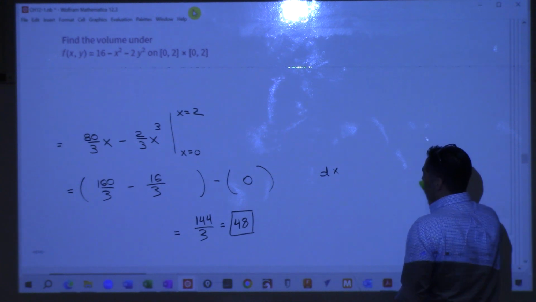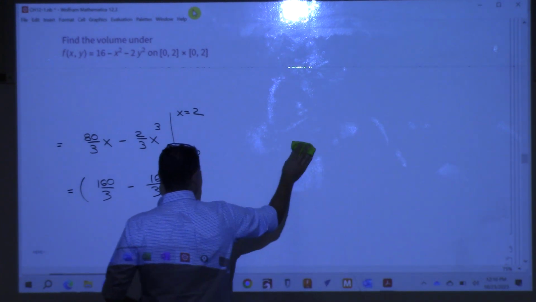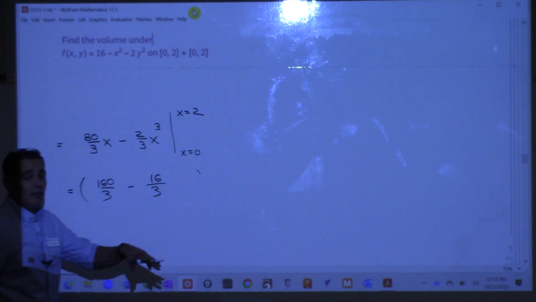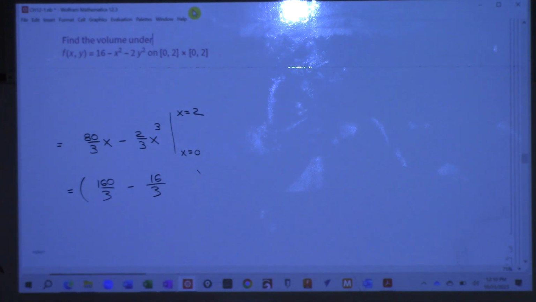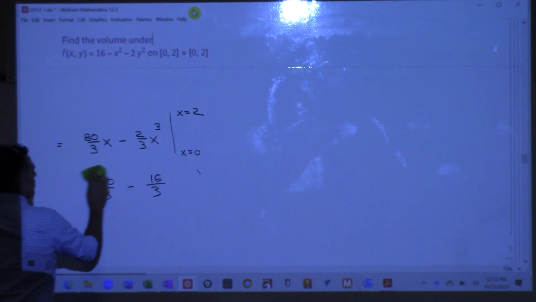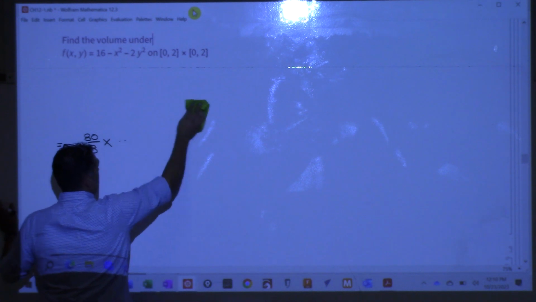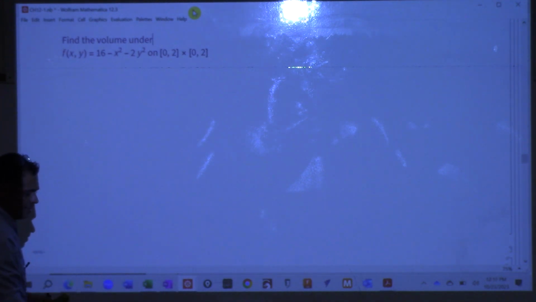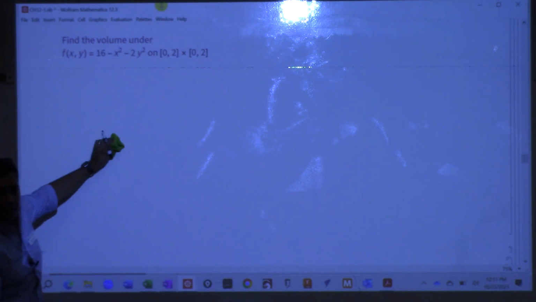The bigger question for us is going to be, what if our region on the ground isn't a rectangle? Does the formula still work? And the answer is no. We have to change things up a little bit. So, all right, good on this?